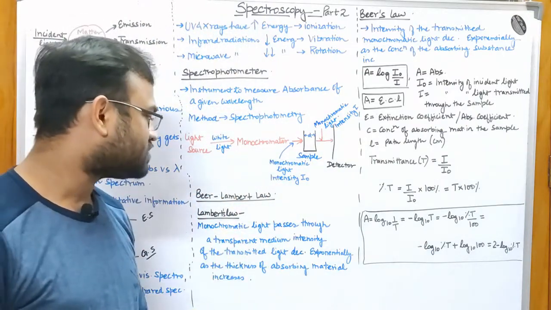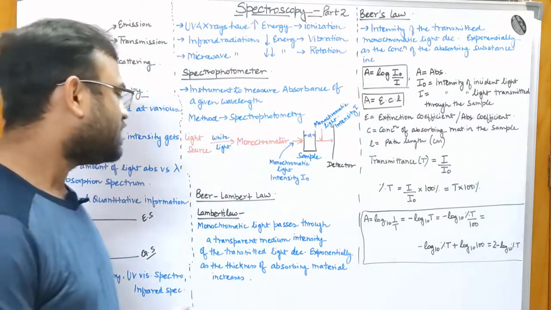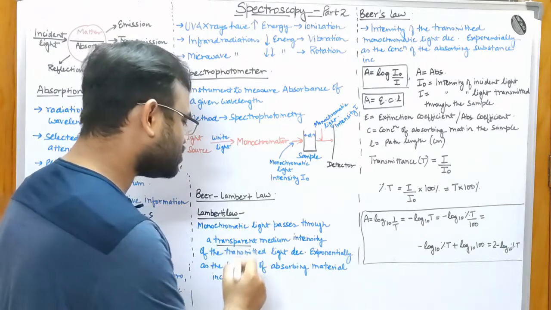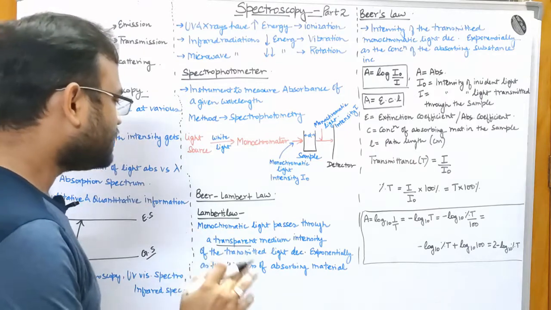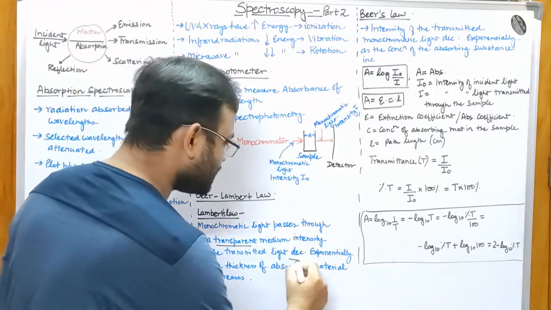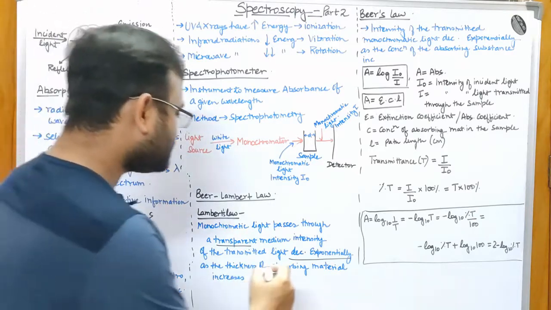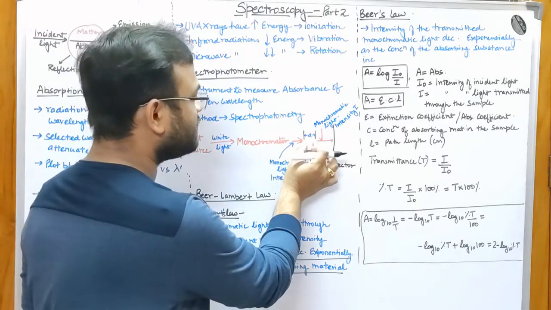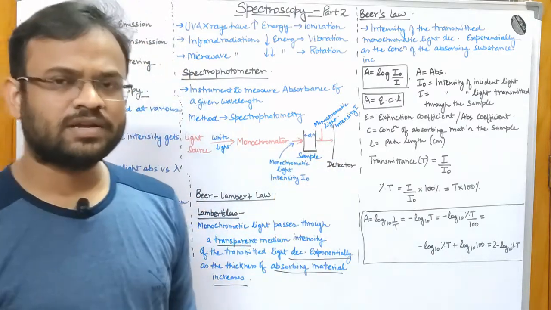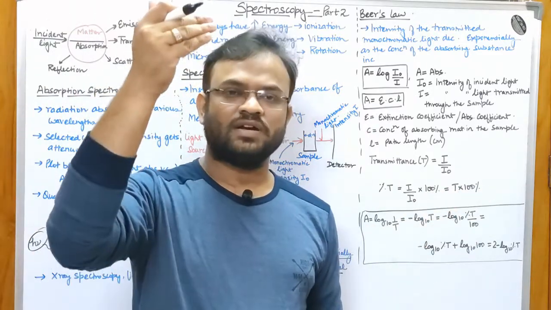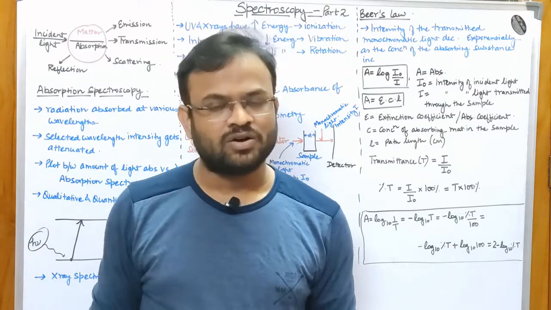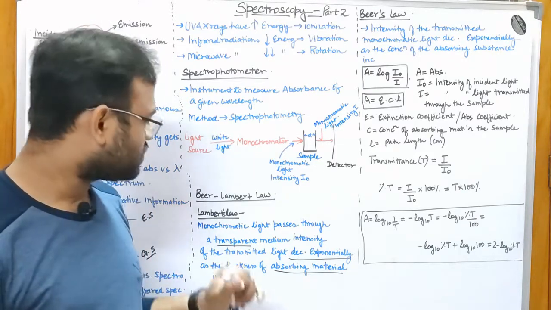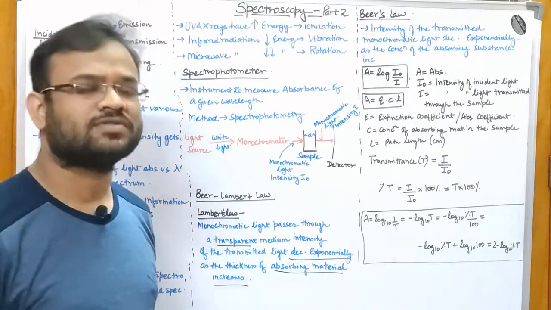So what is Lambert's law? Lambert's law says that when monochromatic light, again, I've told you, monochromatic light, passes through a transparent medium, the intensity of the transmitted light decreases exponentially as the thickness of the absorbing material increases. This means that the absorption depends upon the thickness of the absorbing material. The more the thickness, the more the decrease in the intensity of the monochromatic light passing through the sample. So this was Lambert's law. It is focusing upon the thickness of the material.